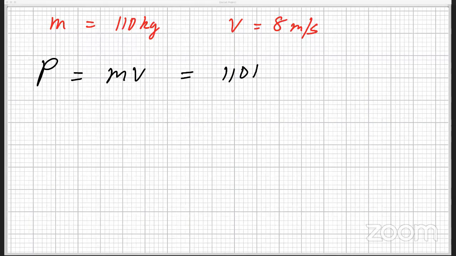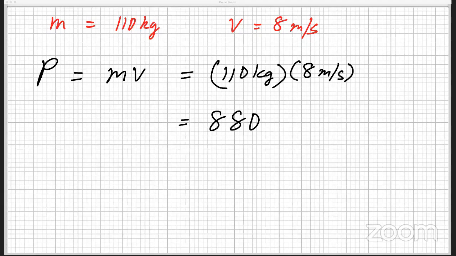So 110 kilogram times 8 meters per second, and this will give you 880 kilogram meters per second. Okay. So this is example number 7.2.1. If you have a copy of your textbook open, 7.2.1.